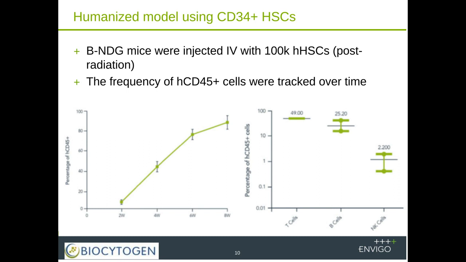Taking a closer look at what cell populations are represented within this human CD45 positive cell population, they further show that 49% are T cells, about 25% are B cells, and the NK cells make up about 2% of this population. So together, these two studies demonstrate that the BNDG mice can be humanized utilizing both PBMCs and HSCs, and that it thus can provide a very valuable tool for immuno-oncology research.